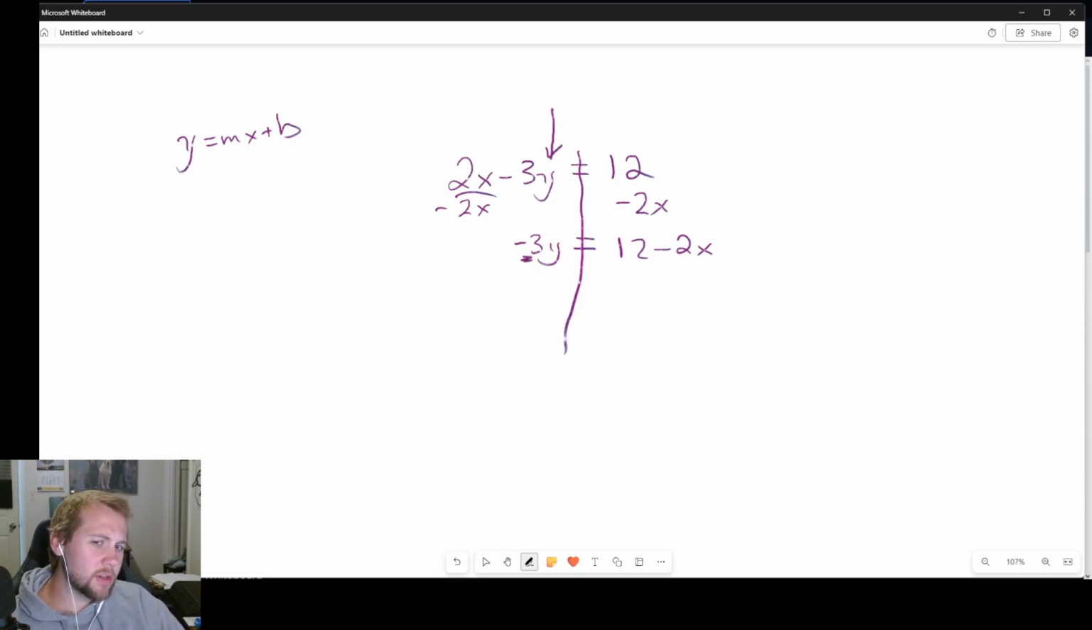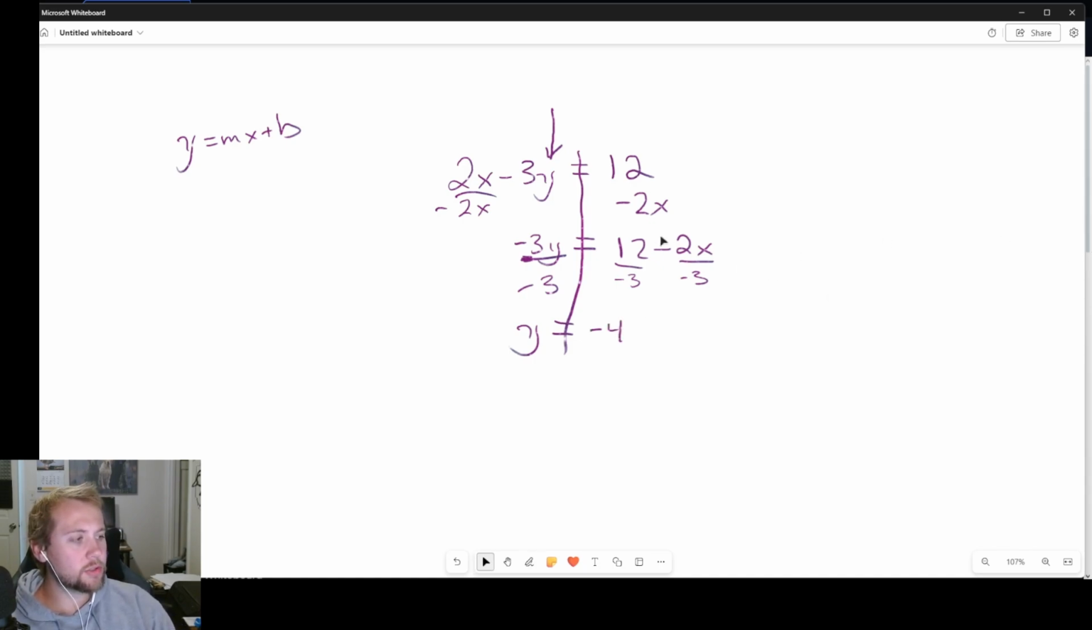And it's right in front of the y, so how do we get rid of a number that's right in front of our variable? We divide it. So we're going to divide this side by negative 3. And then here's the trick. You have to divide this whole side, everything over here on this right side, by negative 3. So we're going to divide that 12 by negative 3, and we're going to divide that negative 2x by negative 3. So 12 divided by negative 3, super easy, negative 4.